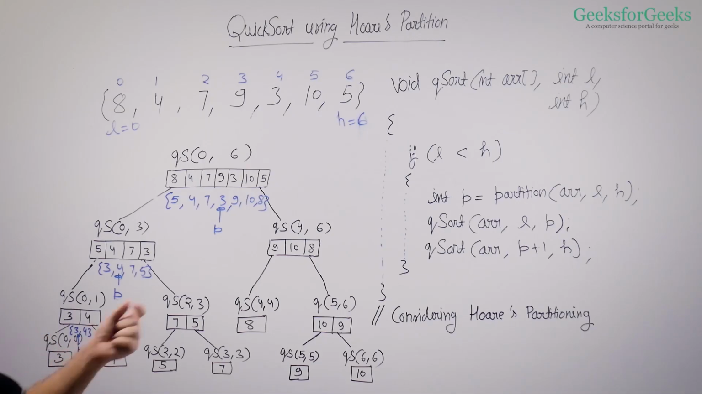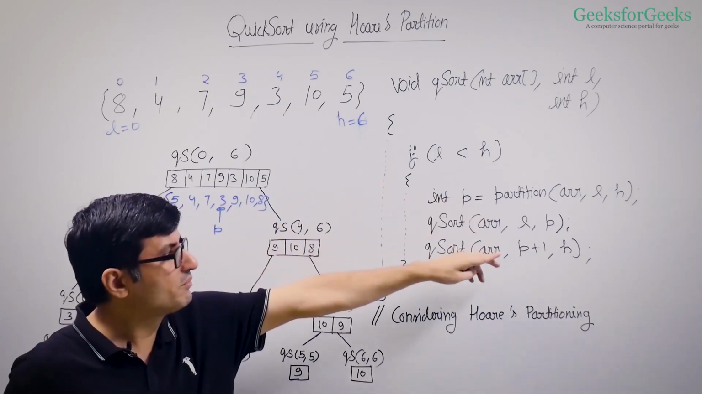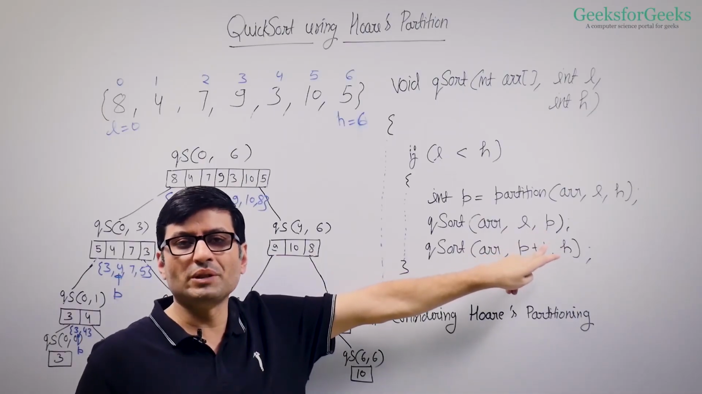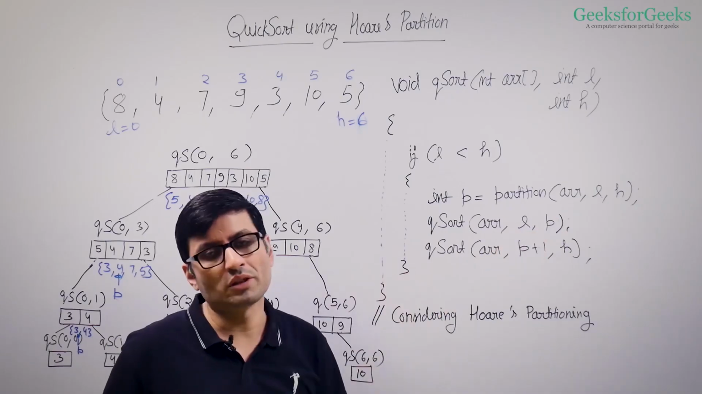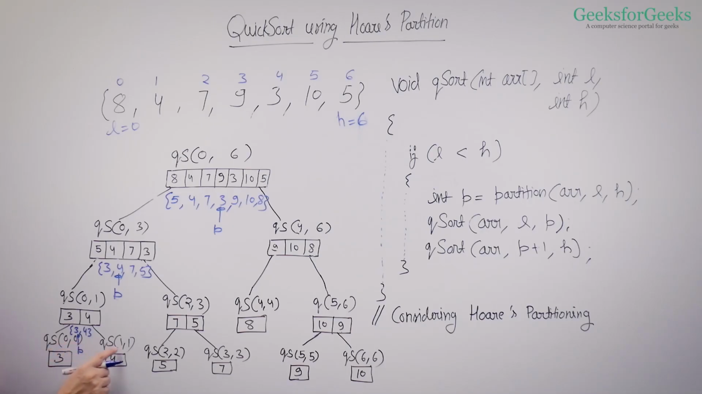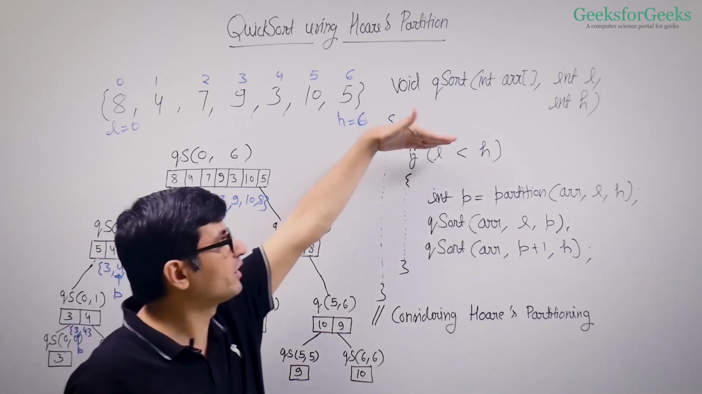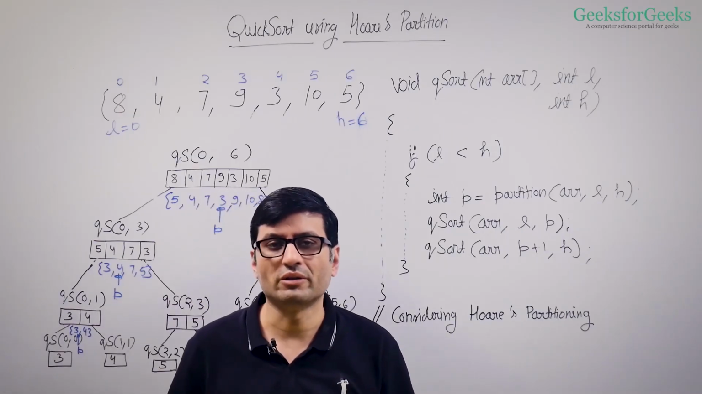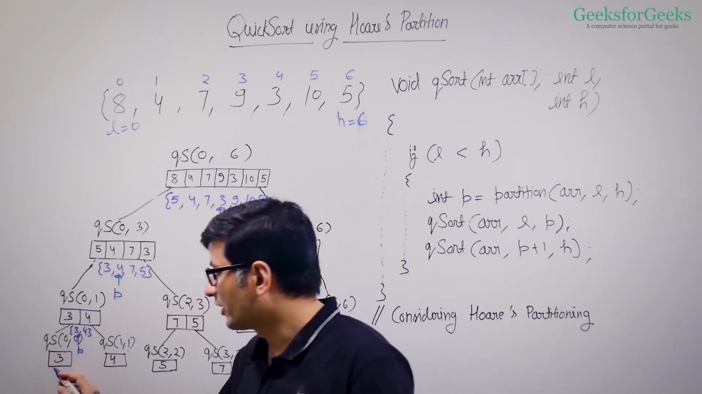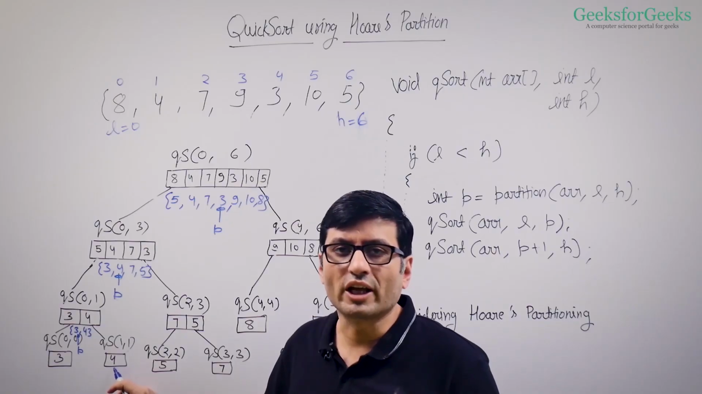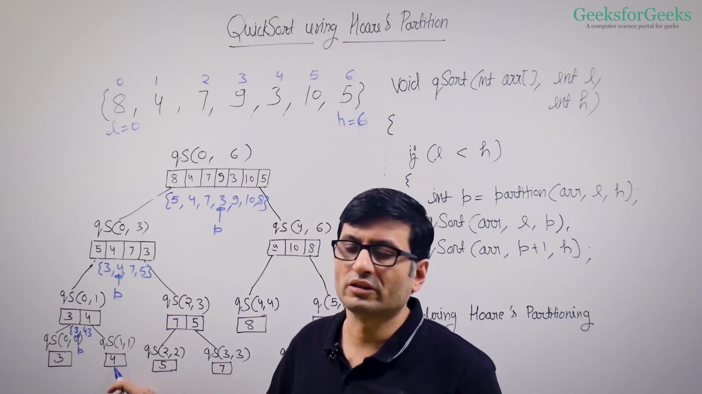So you call from L to P, which means 0 to 0, and then you call from P plus 1 to R, which means 1 to 1, right? So you have two calls after it, 0 to 0 and 1 to 1. So 0 to 0 call will begin from here and it will see L is equal to H now. So it will immediately return, right? And this call will also see that L is equal to H. So it will also return.